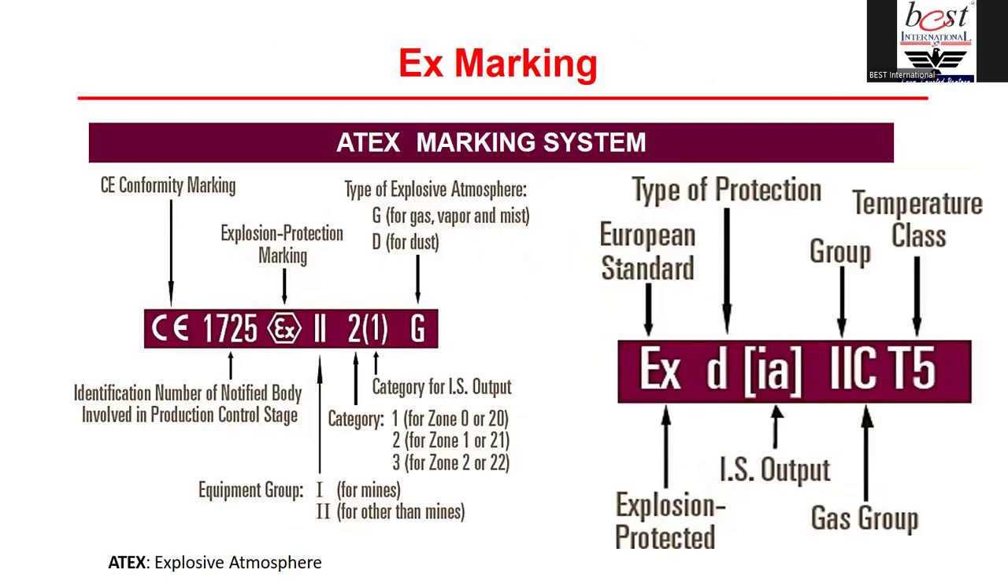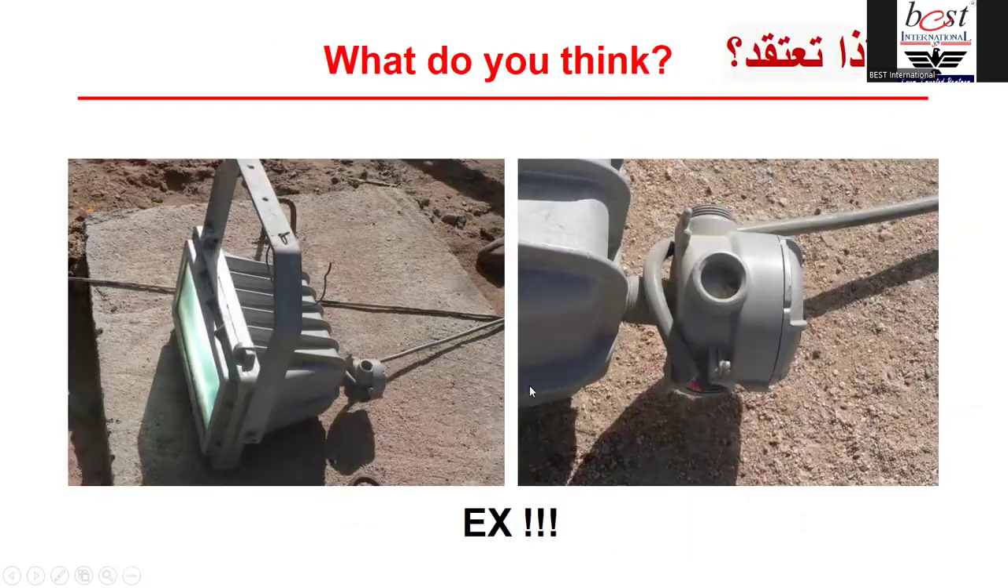This is another example, like the CE mark. You have the explosion protection mark, with G for gas and D for dust, and you have the European standard. So the ATEX marking system is there, and even the categories are well defined. Category 2 is for zones 1 and 21. Category 1 is for zones 0 and 20. Category 3 is for zones 2 or 22. Equipment group is 1 for mines and 2 for other than mines. So ATEX is helping a lot, by the way, to highly hazardous industries.